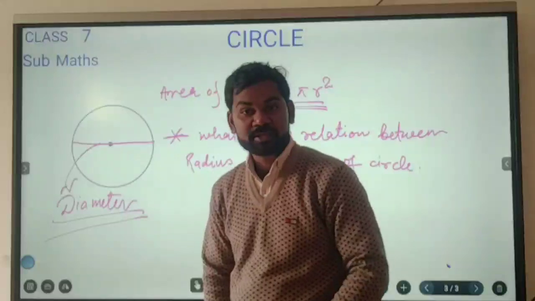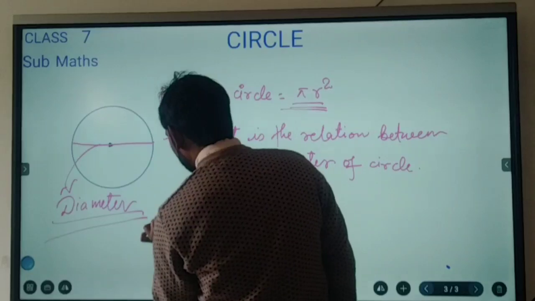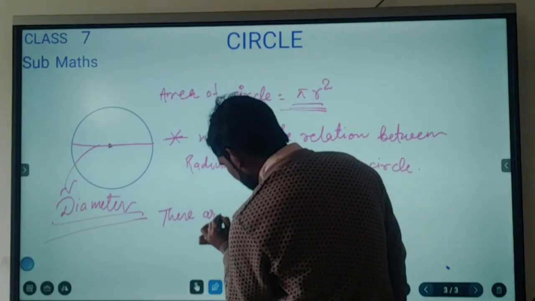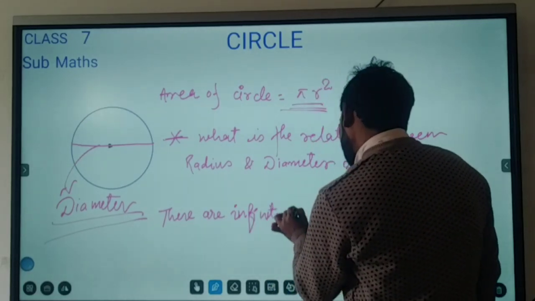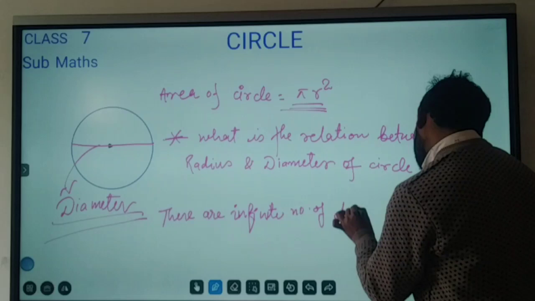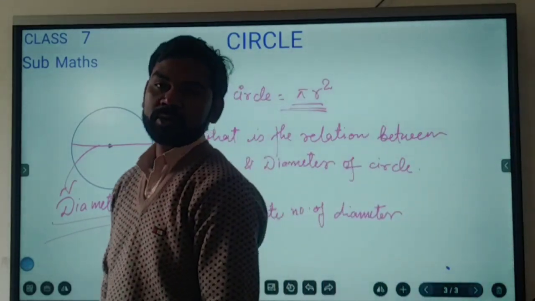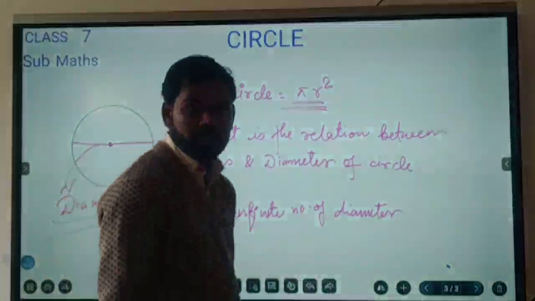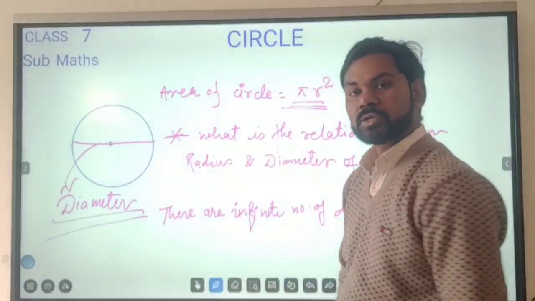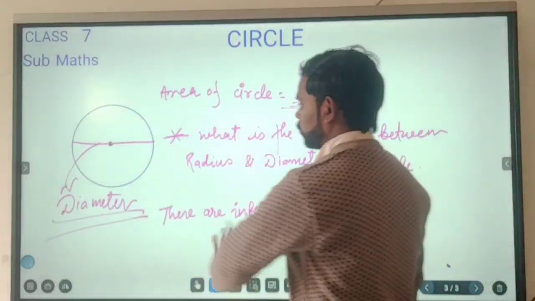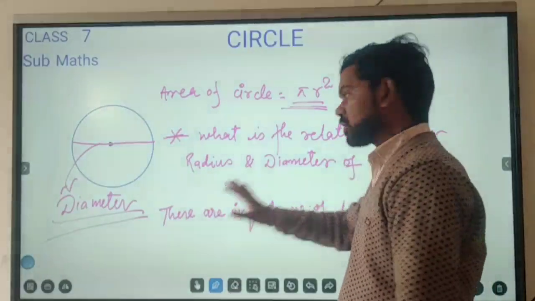If the question is asked in the examination, how many diameters can we draw in a circle, your answer will be: there are an infinite number of diameters. In the same manner, an infinite number of radii can also be drawn in the circle. So I hope all this is clear. Now let's begin to solve some questions.